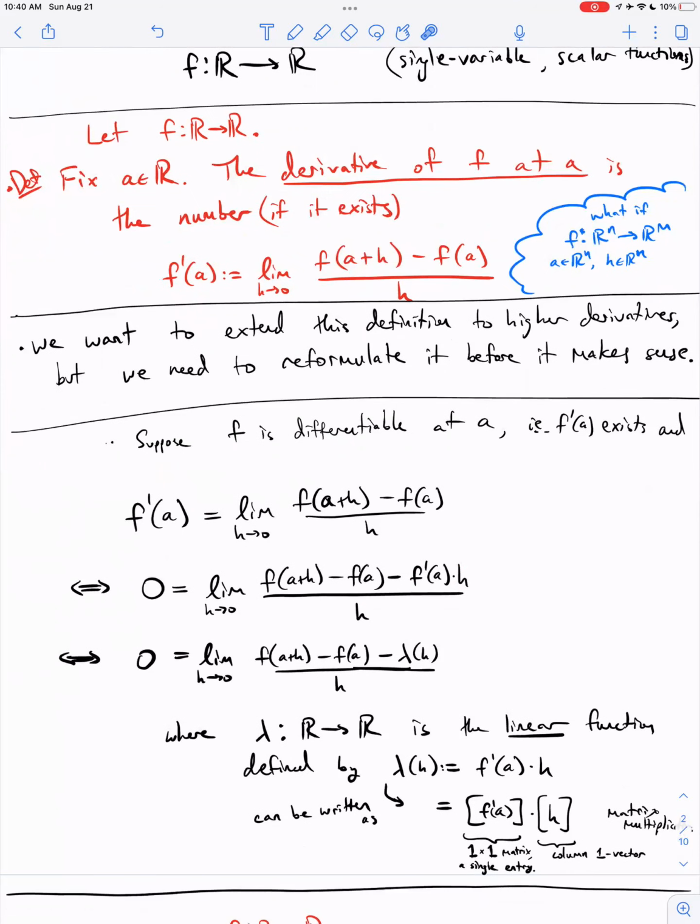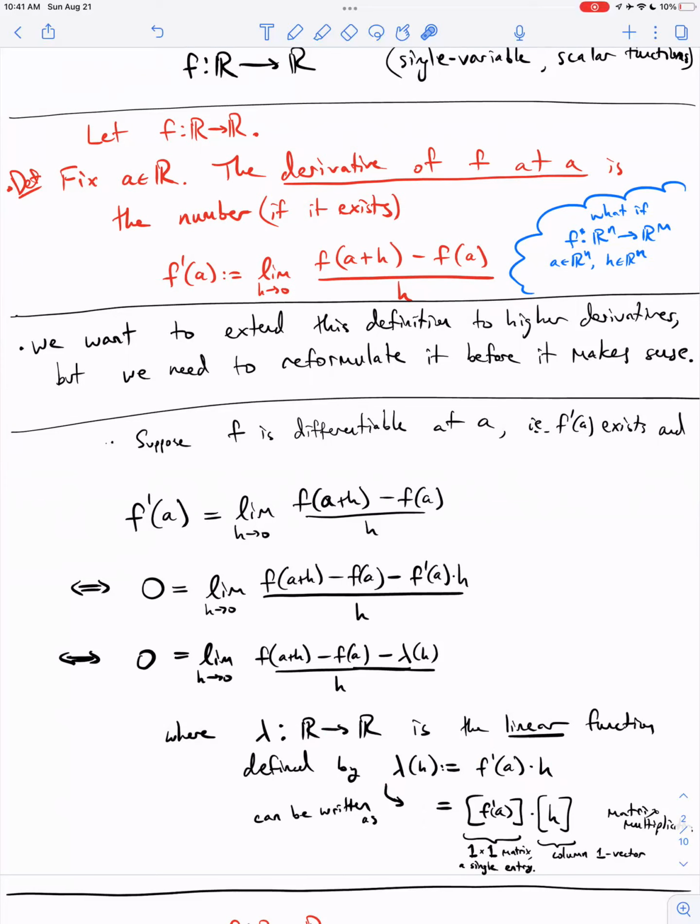Okay, and then I'm just going to relabel this as lambda of h. It's a function on h. It's a function which takes in one number, which is h, and spits out lambda of h, and that is given by just f prime of a times h, right? And this is a linear function, right?